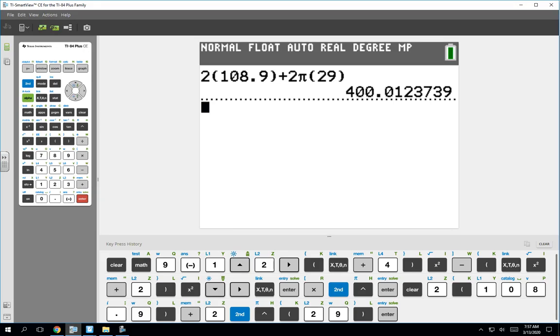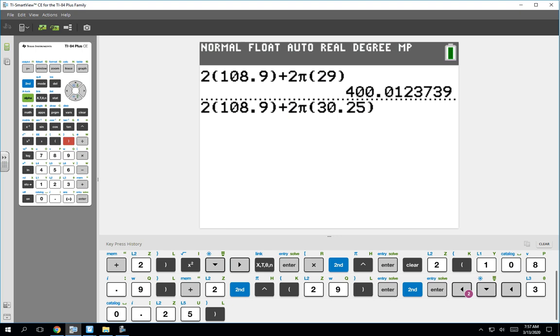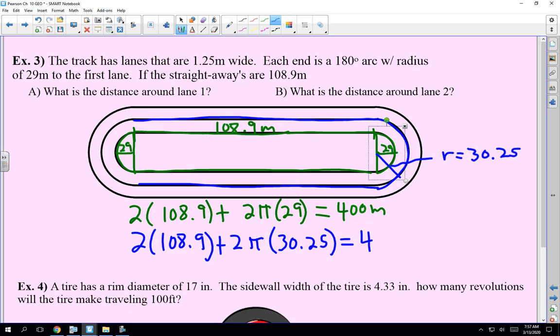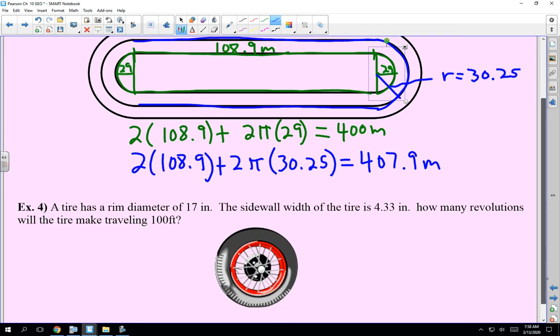So going back to the calculator, you can do second enter, recall that previous line. Just go change this radius to a 30.25. And we end up going about 407.9 meters. So that's why we'd set up a stagger of about a 7.9 meter lead on lane 2 and do the calculations to figure out the length you would run around lane 3 and 4 and so on as well. So interesting problem relates to our track.